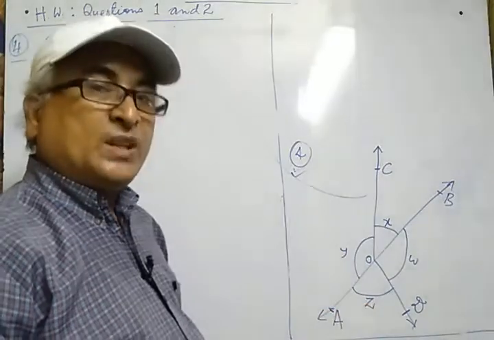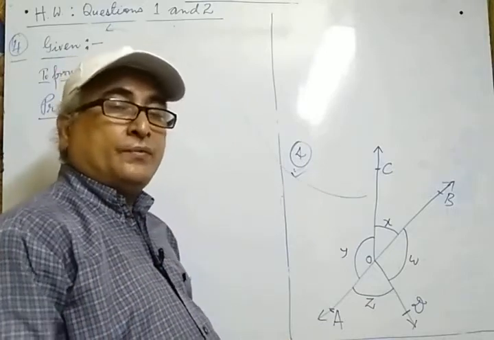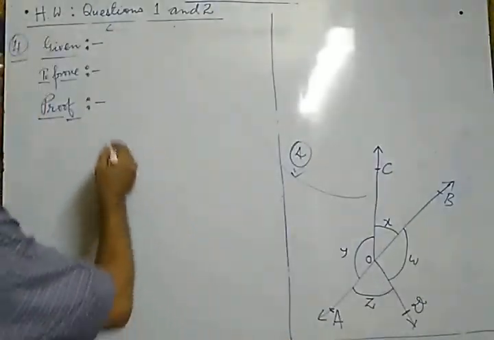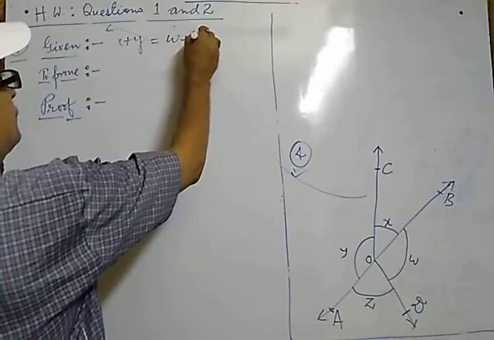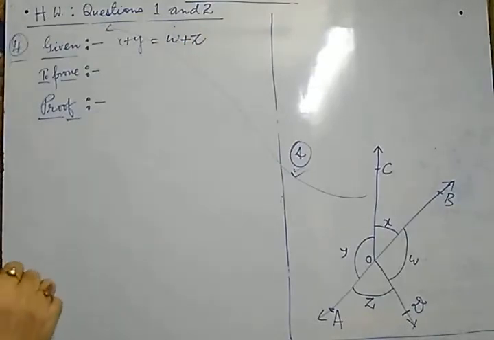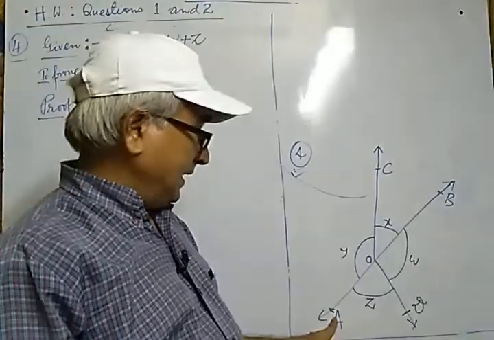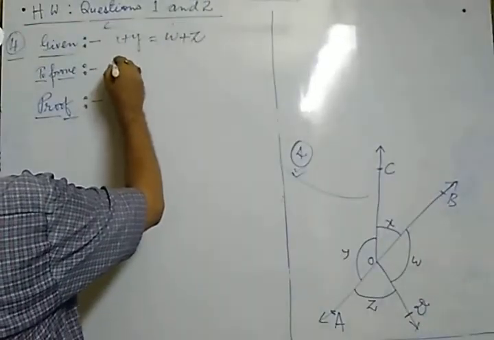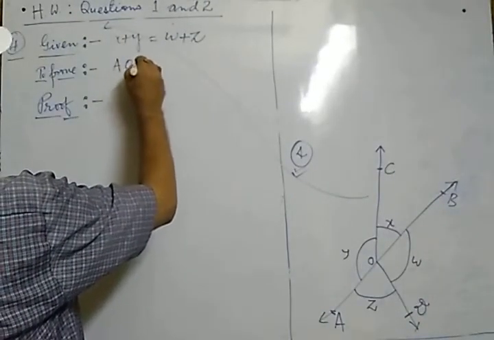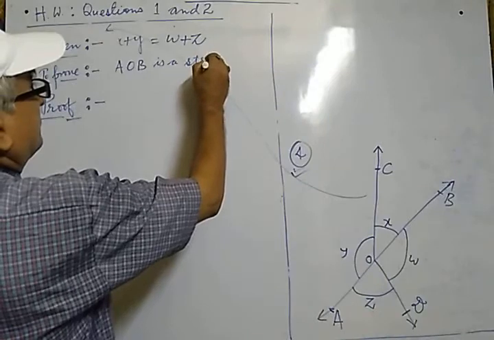So we have to note down firstly what is given in the question. According to the given information, x plus y equals w plus z. It is already given in the question. So what to prove? We have to prove that AOB is a straight line.